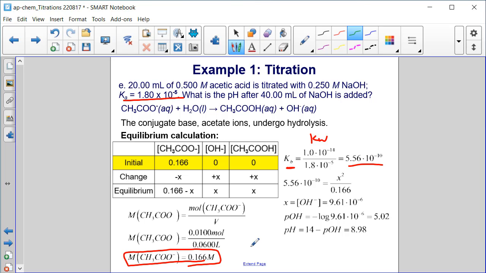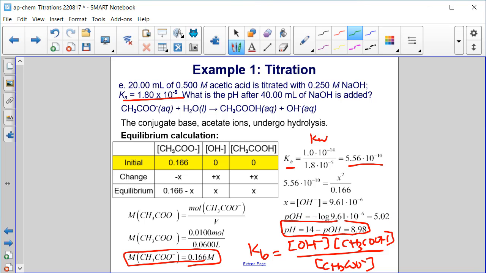Think of a Kb expression. Remember that it's OH minus times CH3COOH over the acetate ion. Now, these are both X, which is where we get X squared over, remember the change is very small here, so we just assume the initial concentration. That allows us to find X, which relates to the hydroxide concentration. So we can find the pOH of 5.2, and that means that the pH is 8.98 at the equivalence point.